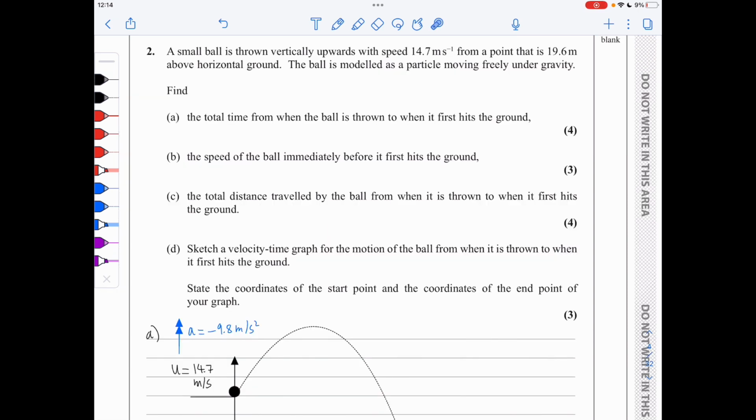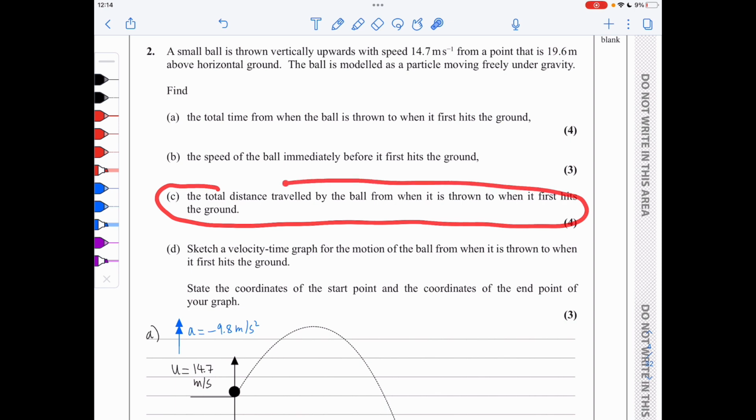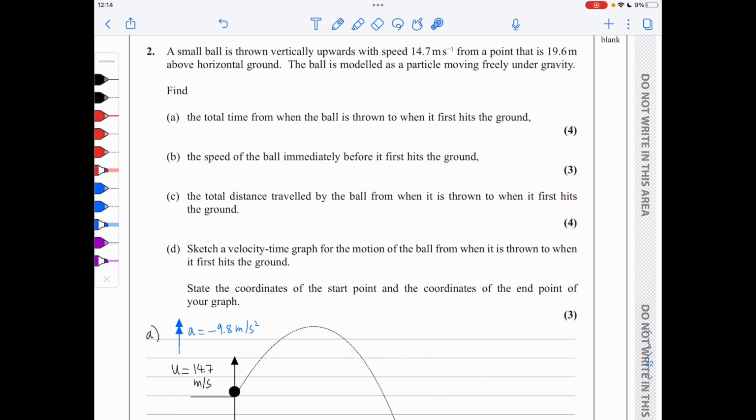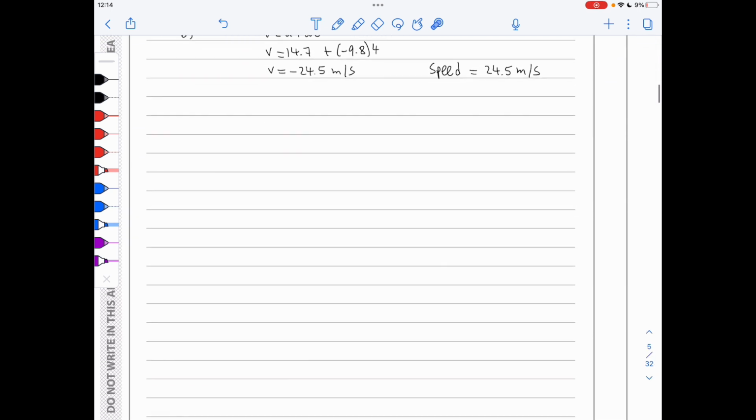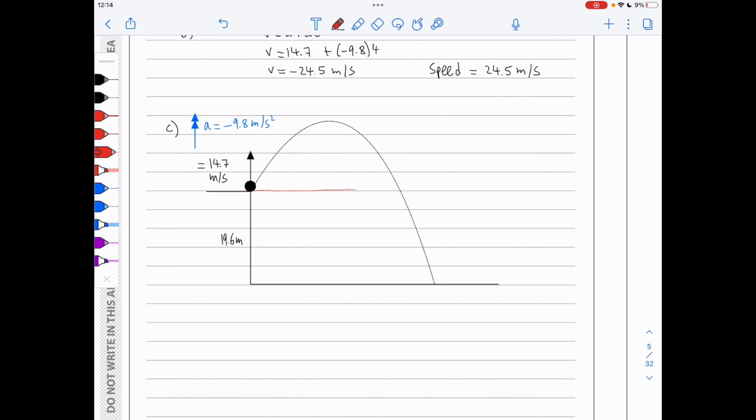In C, we need to determine the total distance traveled by the ball from when it is thrown to when it first hits the ground. So I will redraw my diagram here. We know that we reach a maximum height. So at this point here, it's the maximum height reached.